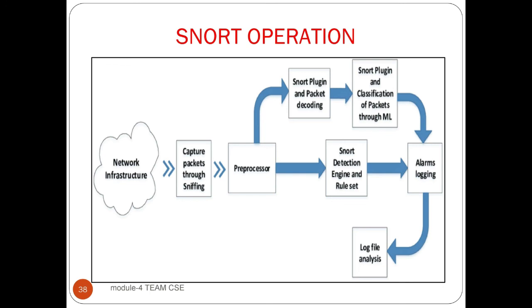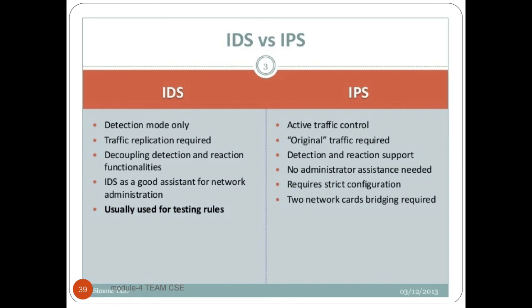Next slide, please: the difference between IDS and IPS, intrusion detection system and intrusion prevention system. So what is the IDS? It is detection mode only, and IPS means it also activates traffic control. Next, for IDS, traffic replication is required, so the original traffic is required here. In the case of IDS, decoupling detection and reaction functionalities is required, so detection and reaction support is required here.